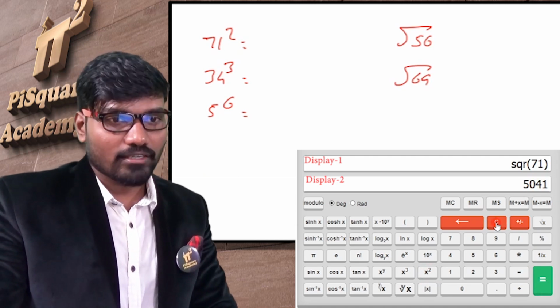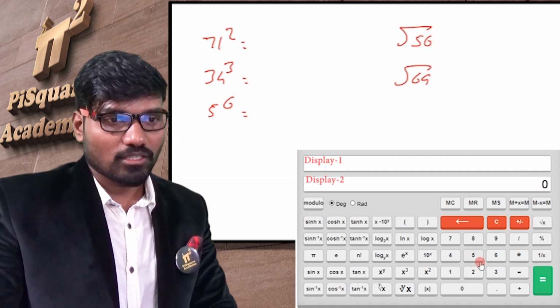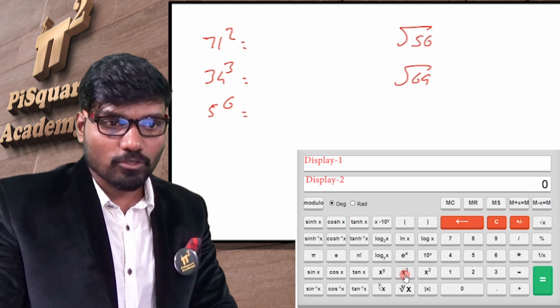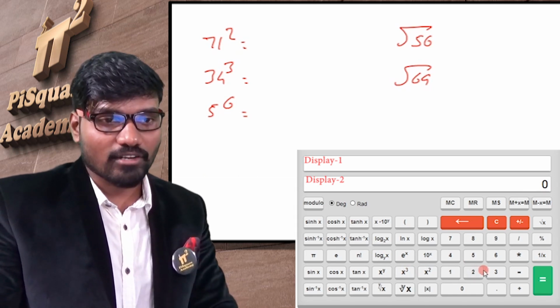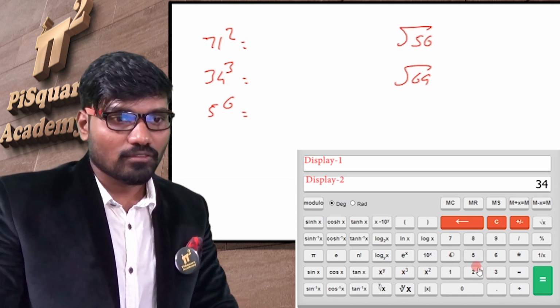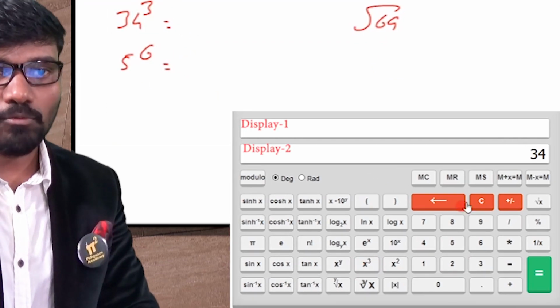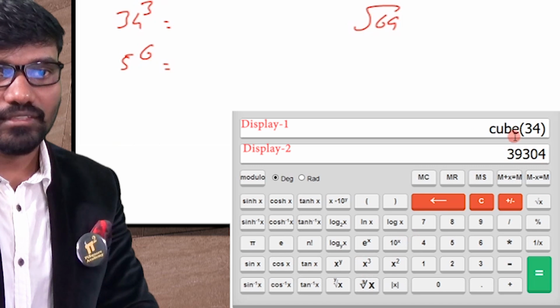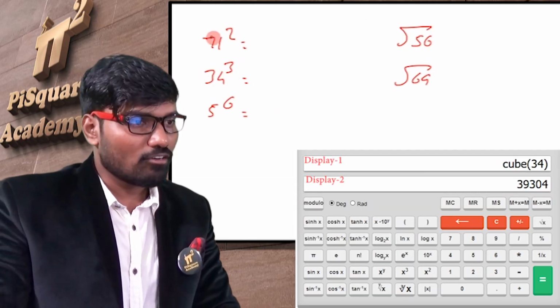Now next one, clear it first. 34 cube. Locate cube here. Yeah, this is a cube. So x cube. So x is there. Means we need to enter the value of x first. 34. Now hit this button. Then it will perform the cube operation for this. Okay. That's it. This is the value.